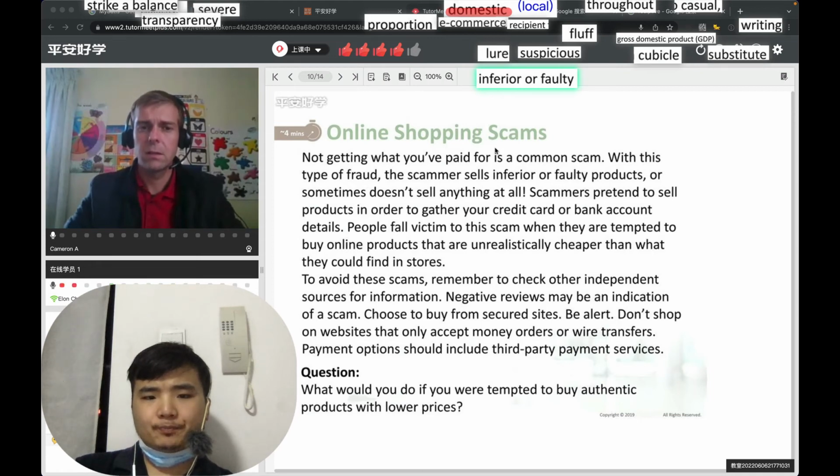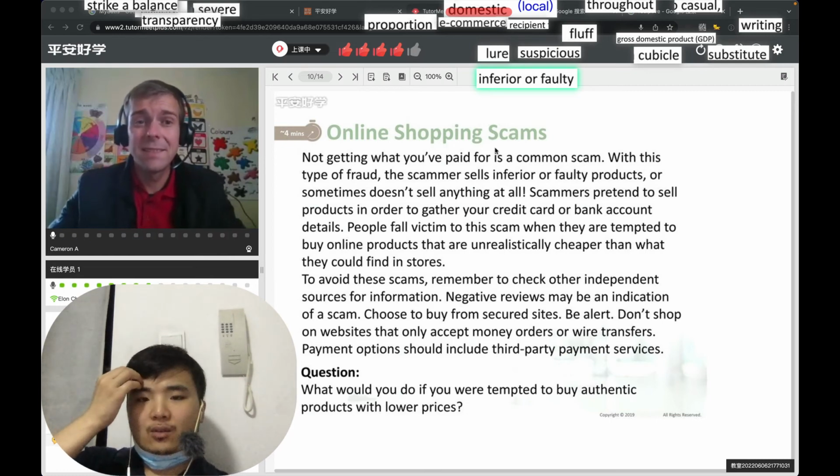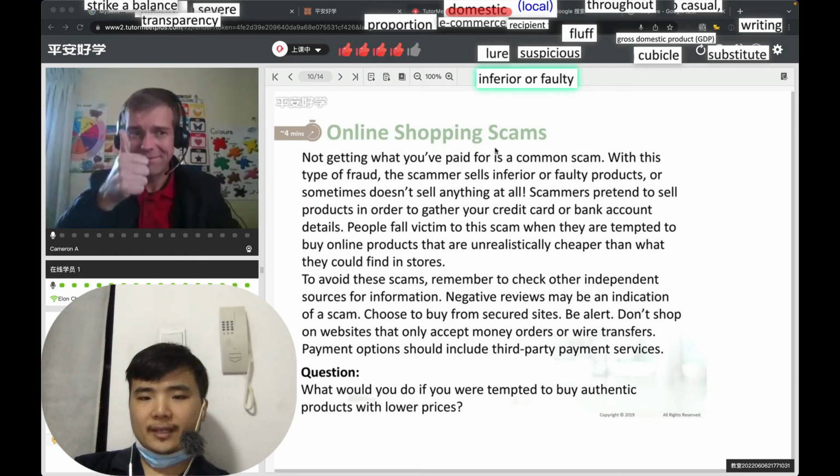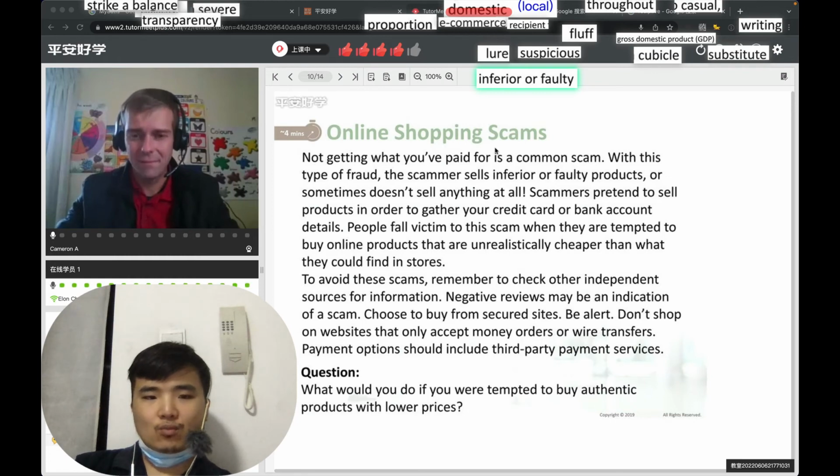People fall victim to this scam when they are tempted to buy online products that are unrealistically cheaper than what they could find in stores.